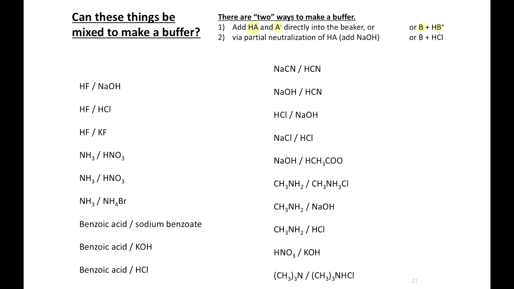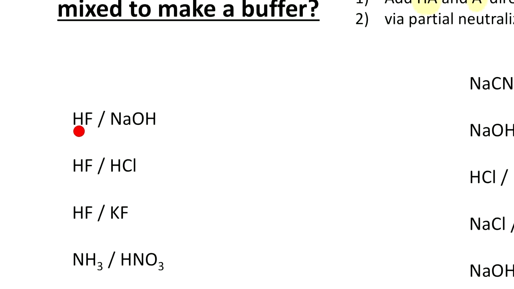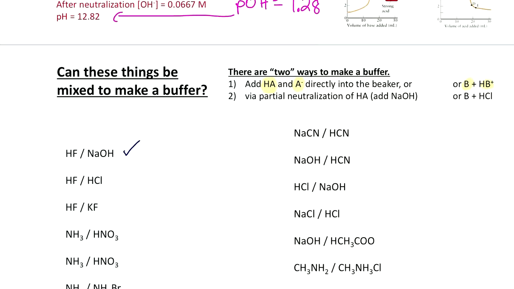So think to yourself, can the 2 things I mix make an acid and its conjugate base together? So let's look at the first one. HF and sodium hydroxide. Is that a buffer? It is a buffer. What kind of buffer? The first one or the second one? It's the second one, yes, where HF adding sodium hydroxide makes F minus in the beaker. There is the HF, F minus for your Henderson-Hasselbalch. If I gave you amounts of those 2 things, would you have to do a BCA table? Yes.